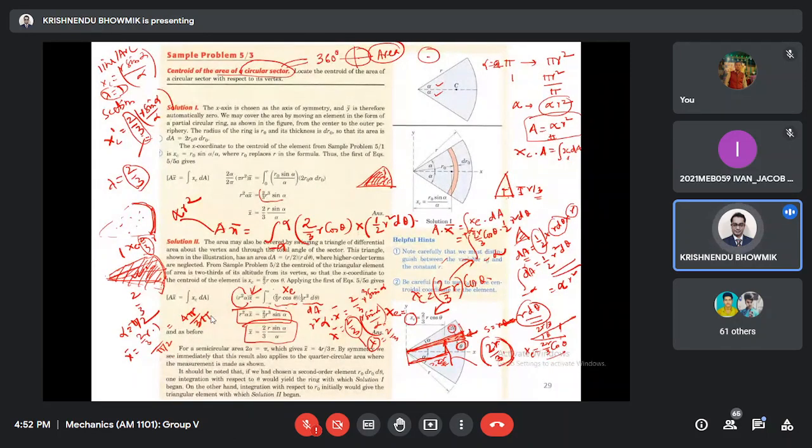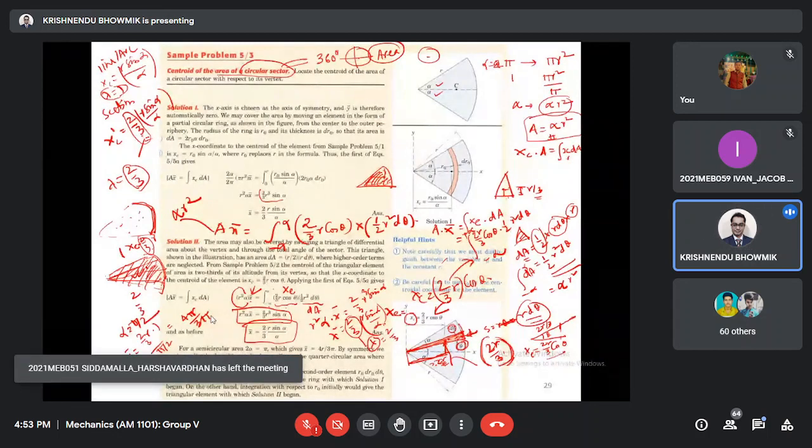Rather than directly writing x bar equal to 4r by 3 pi, it is better to write x bar equal to 2 by 3 r sin alpha by alpha. Now putting alpha equal to pi by 2, you get x bar equal to 4r by 3 pi. That information is enough for me, because you are solving some difficult problems, so this will be a very simplified one. Understood?